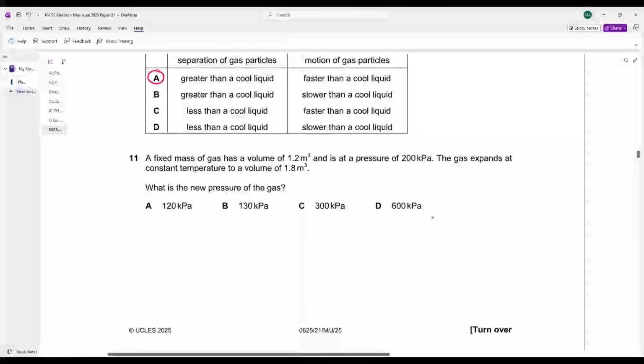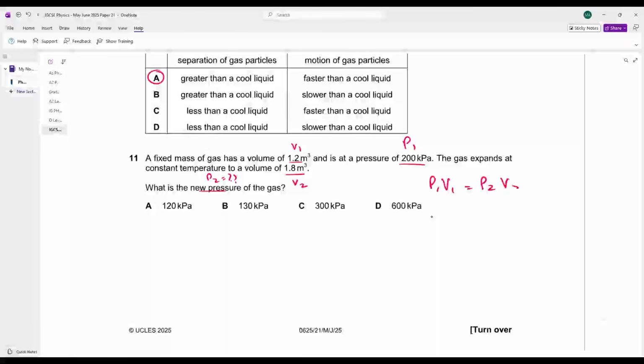Okay. A fixed mass of gas has a volume of this, your V1, and has a pressure of this, your P1. The gas expands at a constant temperature to this volume, your V2. You have to calculate the new pressure P2. How will you do that? P1 V1 is equal to P2 V2.